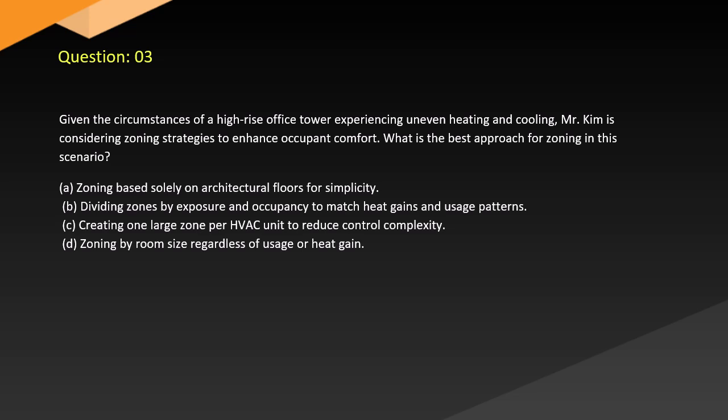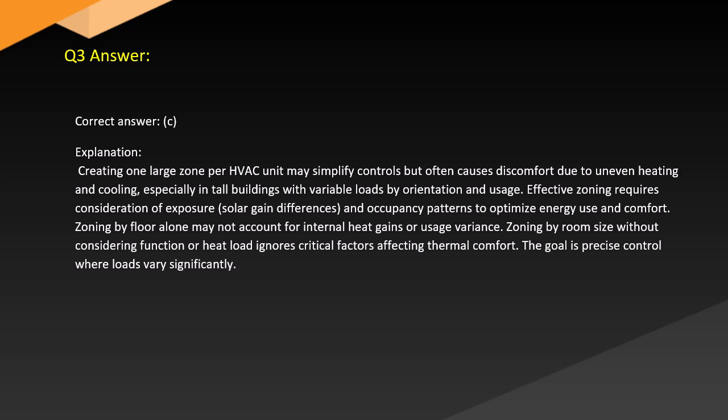A. Zoning based solely on architectural floors for simplicity. B. Dividing zones by exposure and occupancy to match heat gains and usage patterns. C. Creating one large zone per HVAC unit to reduce control complexity. D. Zoning by room size regardless of usage or heat gain. Answer. Correct answer: C. Explanation.